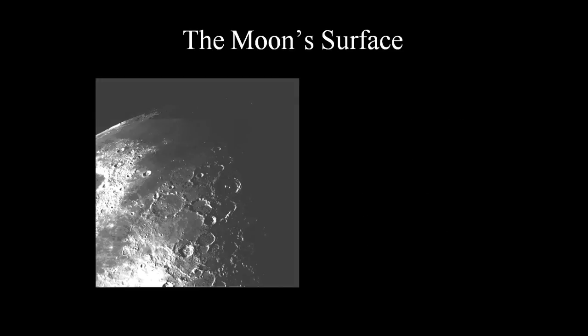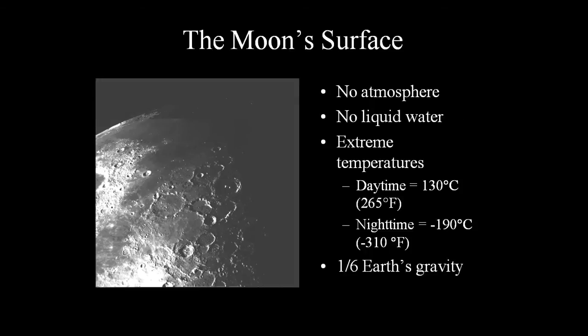The moon's surface. Now, the moon features no atmosphere, no liquid water, and the temperatures out there can be a bit extreme on the surface of the moon. Daytime, it's about 130 degrees Celsius or 265 degrees Fahrenheit, whereas nighttime is a little bit colder, and that's about negative 190 degrees Celsius or negative 310 degrees Fahrenheit. And this represents 1/6 of Earth's gravity, so it has a much lower gravity than Earth.